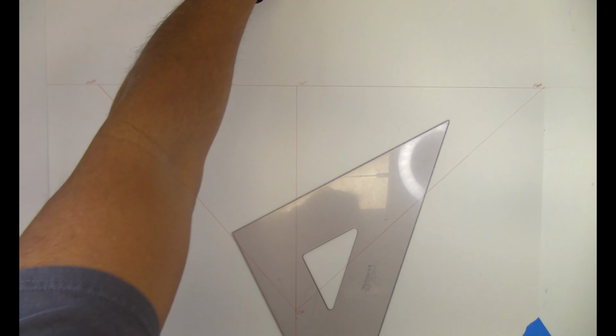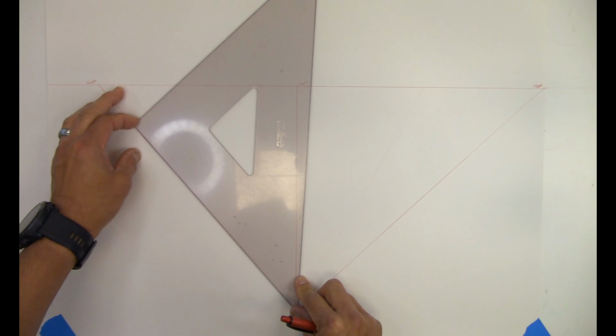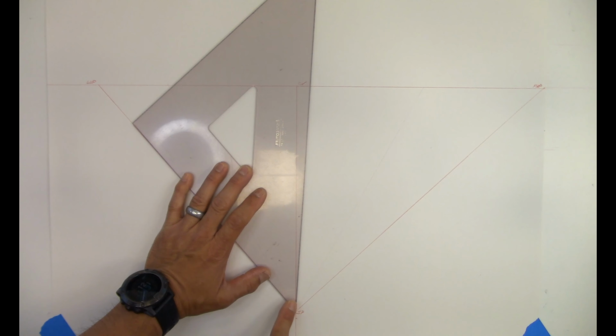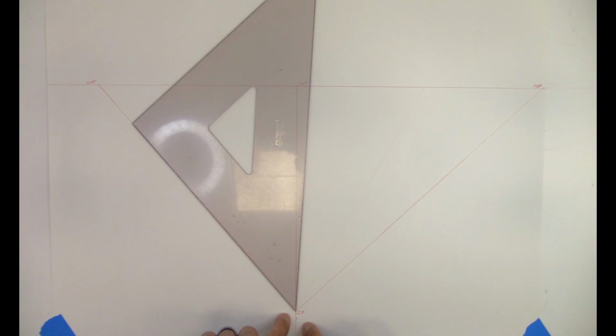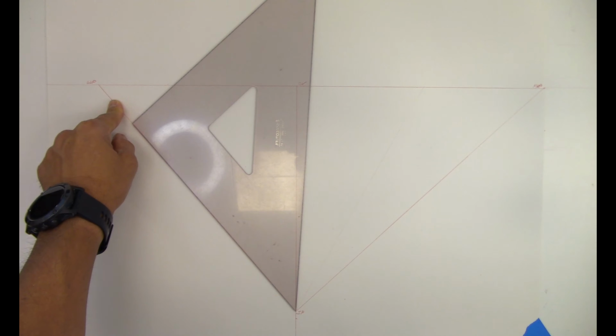I gotta bring my straight edge down, I apologize. So you have it like this, and all you're gonna do is put the short end here. You're gonna put the tip, or the 45-degree angle, right here at the station point, and line it up on one of these reference lines. A reference line is one of the lines that goes to both vanishing points.